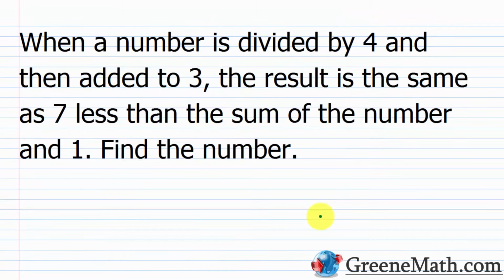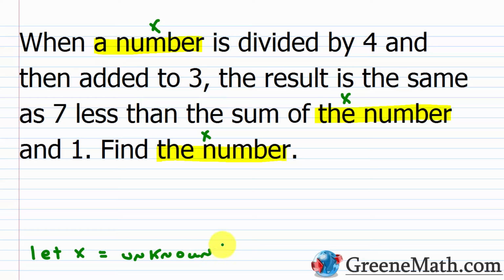All right, let's take a look at one more of these. So we have when a number is divided by 4 and then added to 3, the result is the same as 7 less than the sum of the number and 1. Then find the number. So again, wherever I see a number, I'm just going to put x in each place. And then again, for completeness, I'm just going to say we're going to let x be equal to our unknown number.